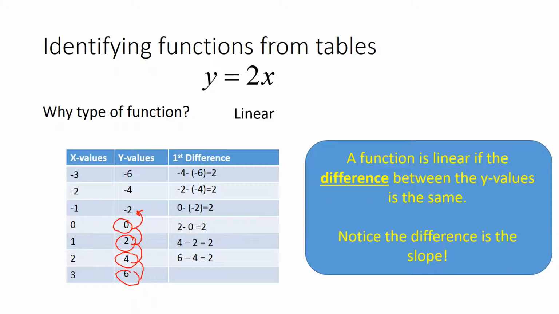If that is the case, then that makes the function linear. And we call that first difference. A lot of times it's referred to as the common difference. And if that common difference between the y values is the same, then it is a linear function. And notice there's a relationship between the common difference and the slope of the line.